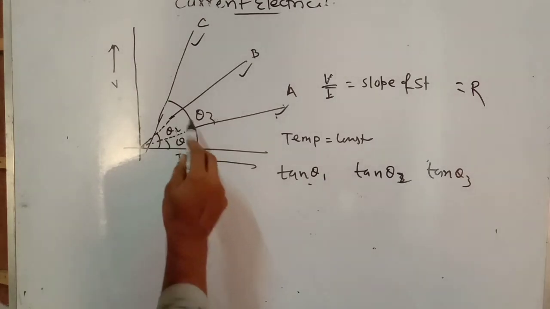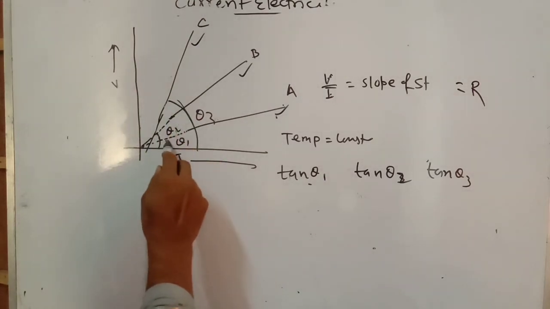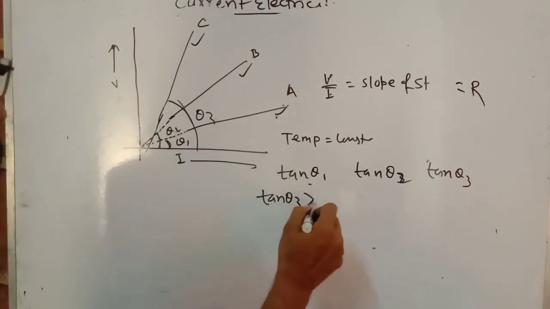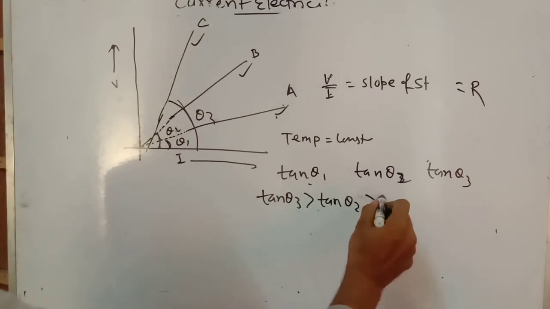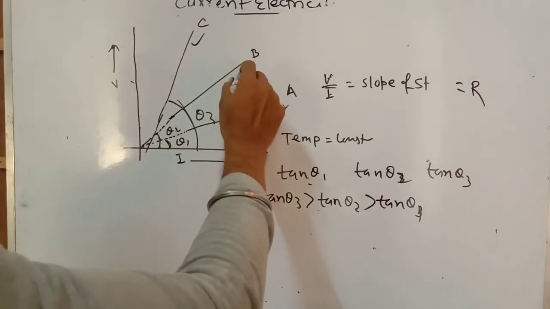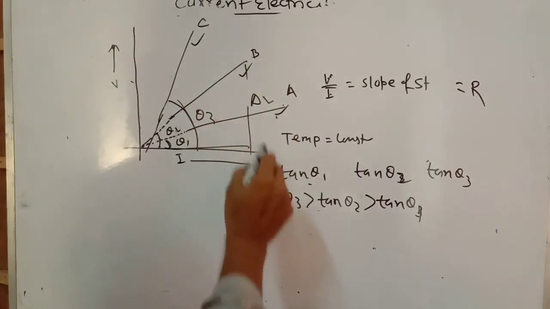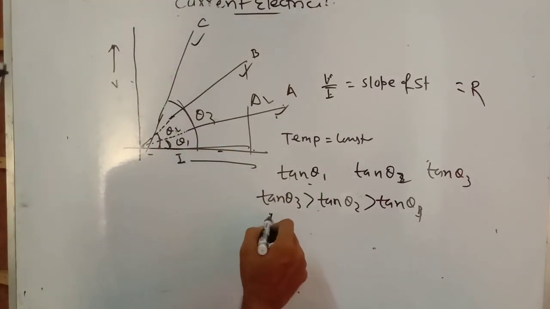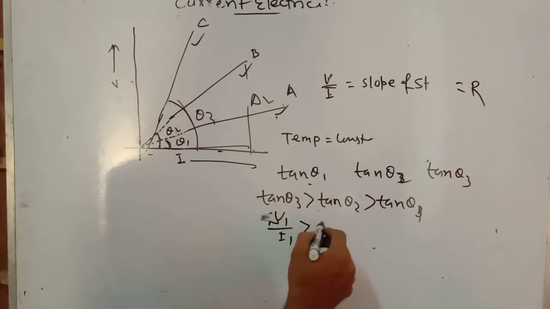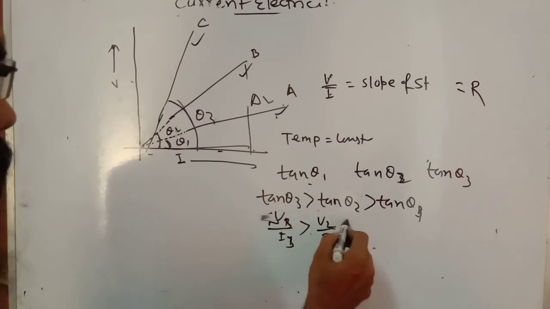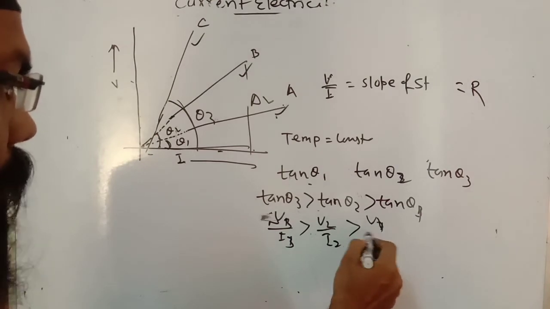Okay, so obviously here you can see that theta 3 is greater than theta 2, which is greater than theta 1. So you can say that tan theta 3 is greater than tan theta 2, which is greater than tan theta 1. This is del V by del I, the difference of potential and difference of current. So in this case V3 by I3 is greater than V2 by I2, which is greater than V1 by I1.